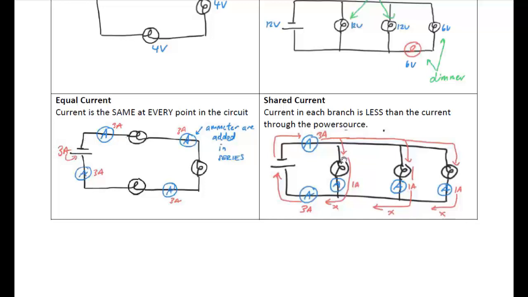Over here, though, we've got 3 separate branches. So now we see that the current that is flowing through the main branch that everybody is connected to may be full, 3 amps, but when it comes through this branch and this branch and this branch, the current gets split between them.